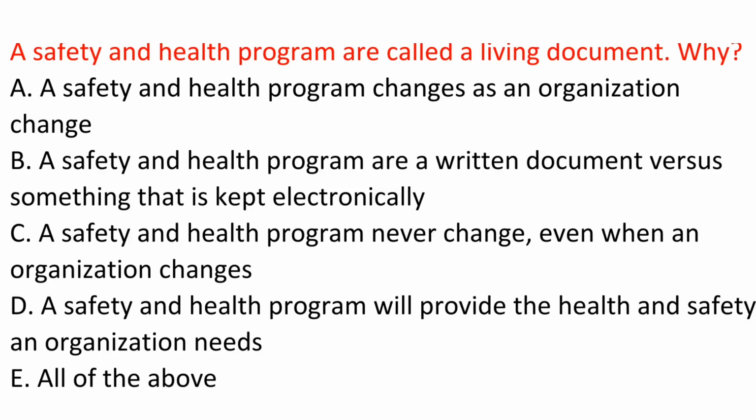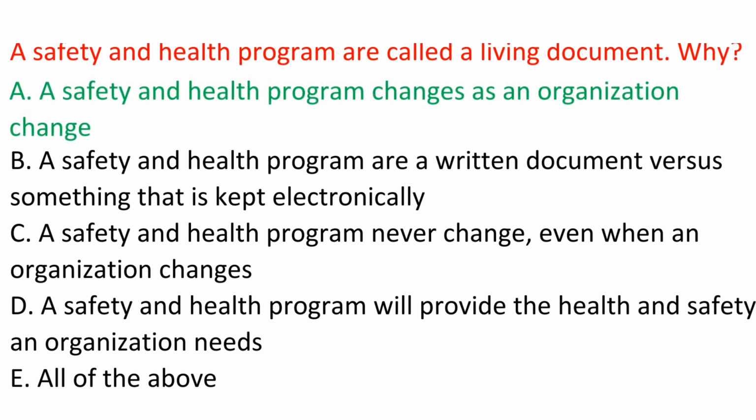Question. A safety and health program is called a living document. Why? A. A safety and health program changes as an organization changes. B. A safety and health program is a written document versus something that is kept electronically. C. A safety and health program never changes, even when an organization changes. D. A safety and health program will provide the health and safety an organization needs. E. All of the above. Answer. A. A safety and health program changes as an organization changes.